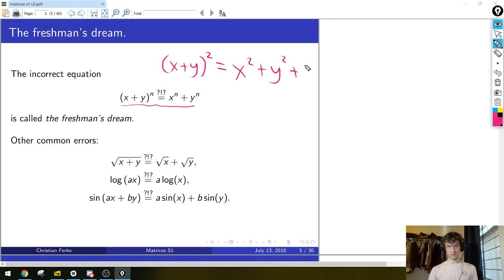XY. Or 2xy, right? Right, because when you FOIL them, you'll get 1xy from the outside and then 1yx, so it should be 2xy, right?